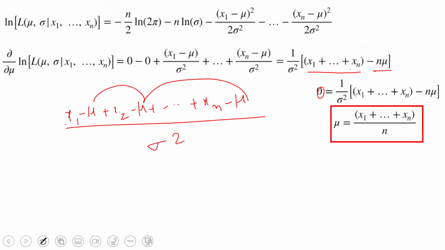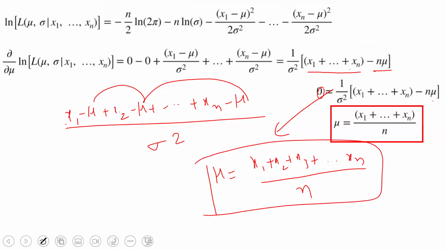So sigma square will go to 0. And finally, the minus n mu term will come to the right side. If you just solve this equation, you will get mu is equal to (x1 plus x2 plus x3 plus so on xn) by the n. Okay. So mean is nothing but the sum of all the points by the number of points. That is how you calculate the mean value. That is the maximum likelihood value for that distribution.